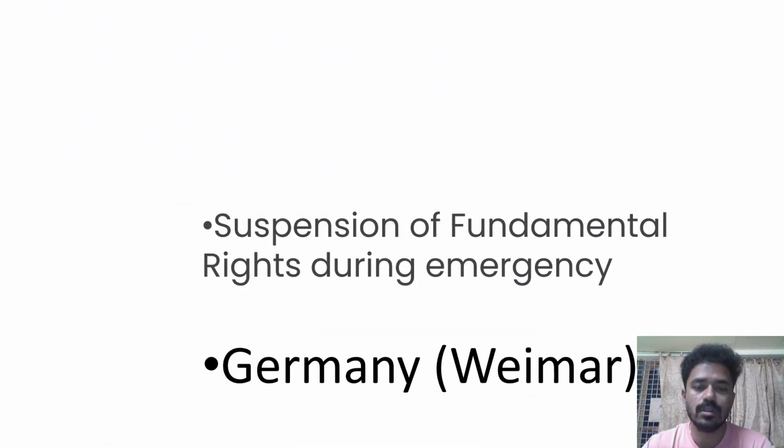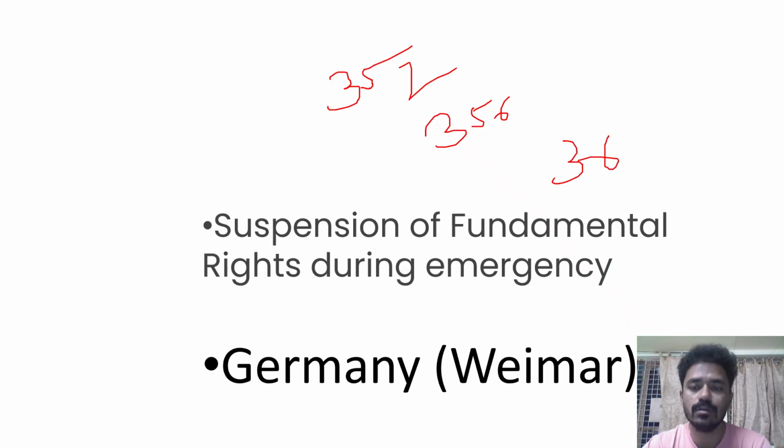One, the suspension of the fundamental rights during emergency. Friends, here we talk about three types of emergencies, and the articles dealing with them are 352, 356 and 360. Article 360 deals with the financial emergency, 356 deals with the president's rule or the state emergency, and 352 deals with the national emergency. During these emergencies, some of our fundamental rights can be suspended.